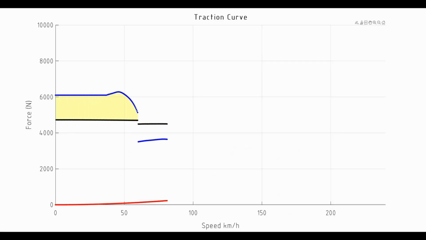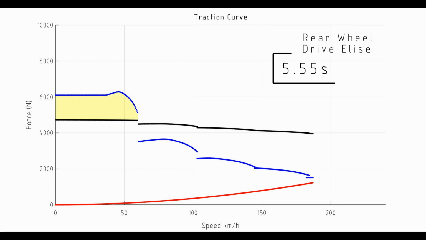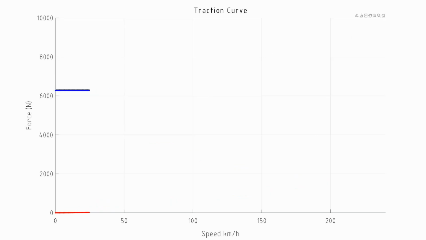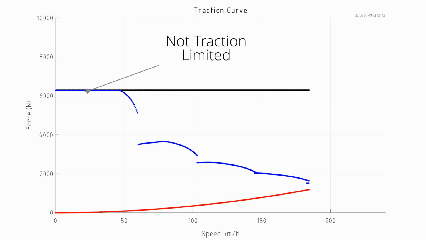This is the traction model from the Lotus Elise as it is. Now the time 0 to 100 of this vehicle is about 5.5 seconds. And we can do some really different things here. So we could take this rear-wheel drive Lotus Elise and turn it into an all-wheel drive car. Now if we were in an all-wheel drive car, the amount of force available from the tires is greatly increased. In fact, it's more than the torque of the engine at all regions.